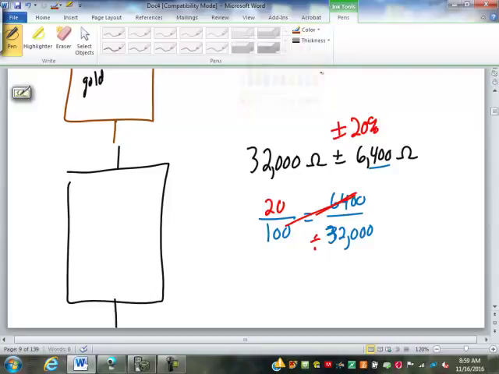So if we code that, it's 3, which is orange. 2 is red. 3 zeros, which is orange. And then I can either leave it blank or I can put in black for the plus or minus 20%. I believe your textbook uses black for plus or minus 20%. Most of the time I've seen it just left with no tolerance band for plus or minus 20%.